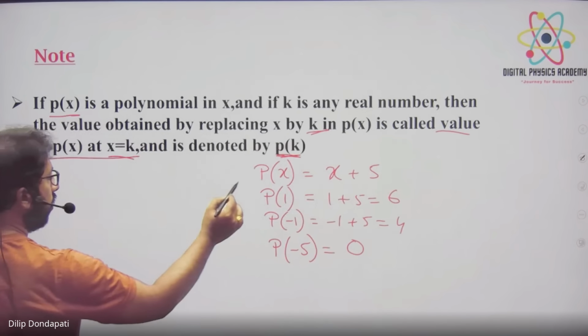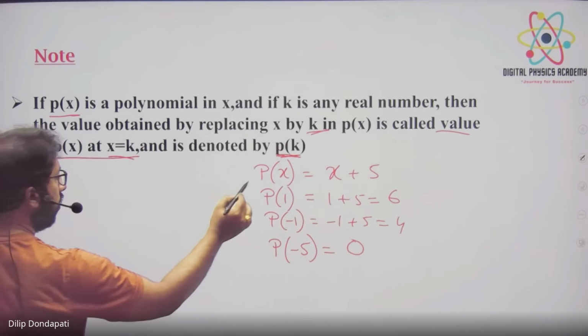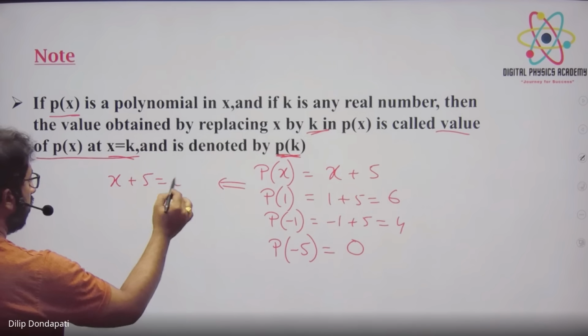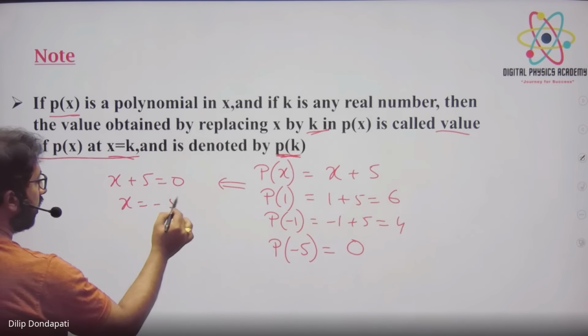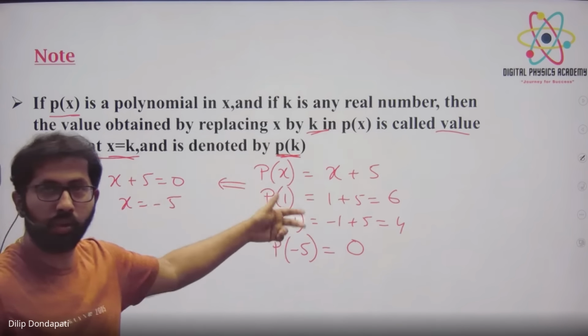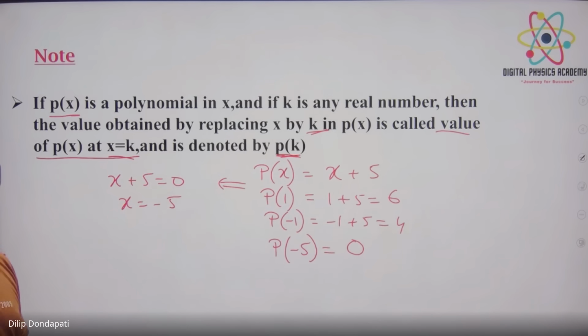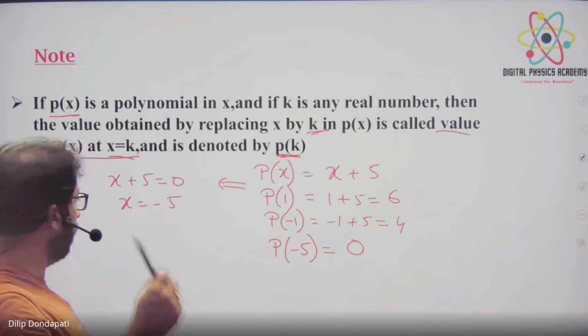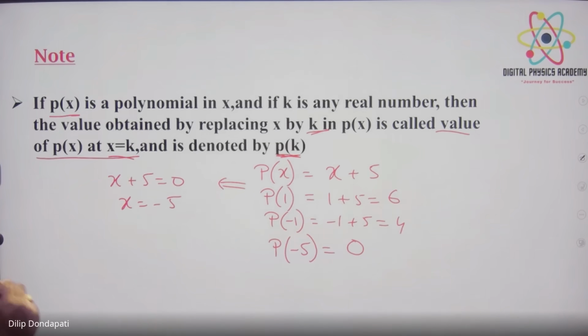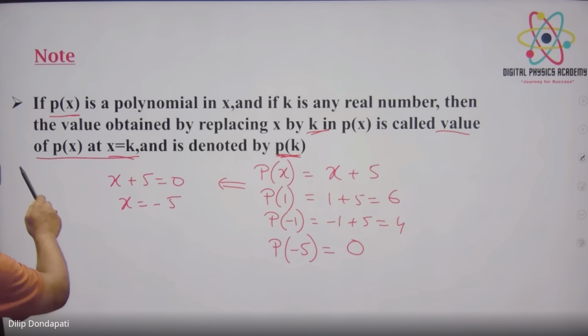Do it this way. What is the method? Simply equate x plus 5 is equal to 0. So x equal to -5. That will come. Instead of trial and error method, going on substituting, just equate to 0 and we'll get the value. Zero of the polynomial. Done? Yes. Now we will write the definition of this also.